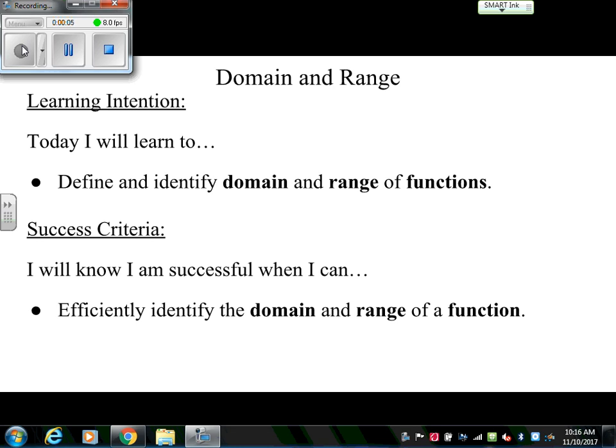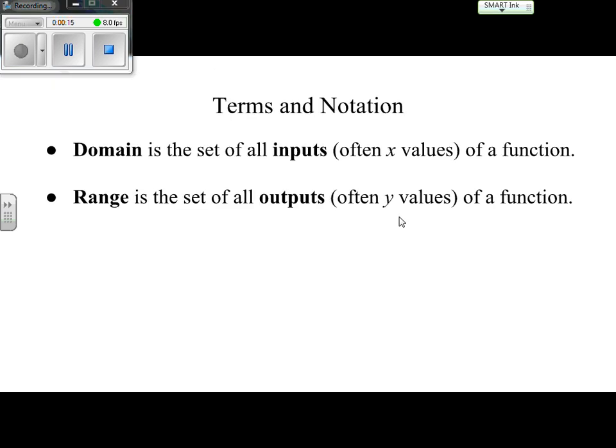Today we'll be continuing our unit on functions and specifically talking about domain and range. Our goal is to be able to efficiently identify domain and range of a function. So what is domain? Domain is introduced to students probably pretty early on, maybe even middle school mathematics, or certainly by the time we get to freshman algebra. Yet, as I teach upper level students, they often forget what it is.